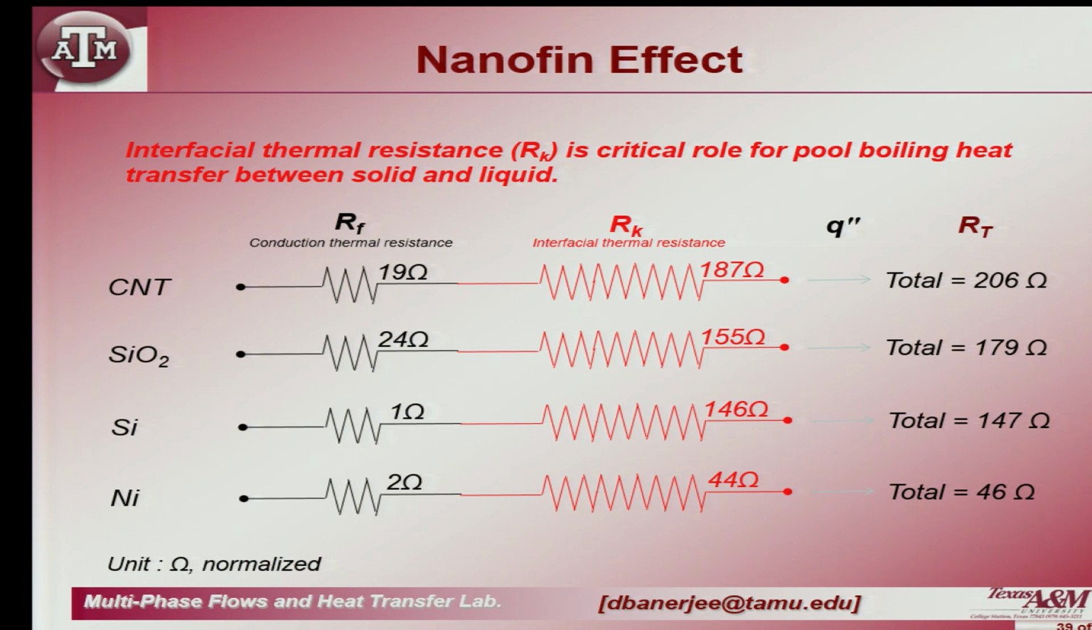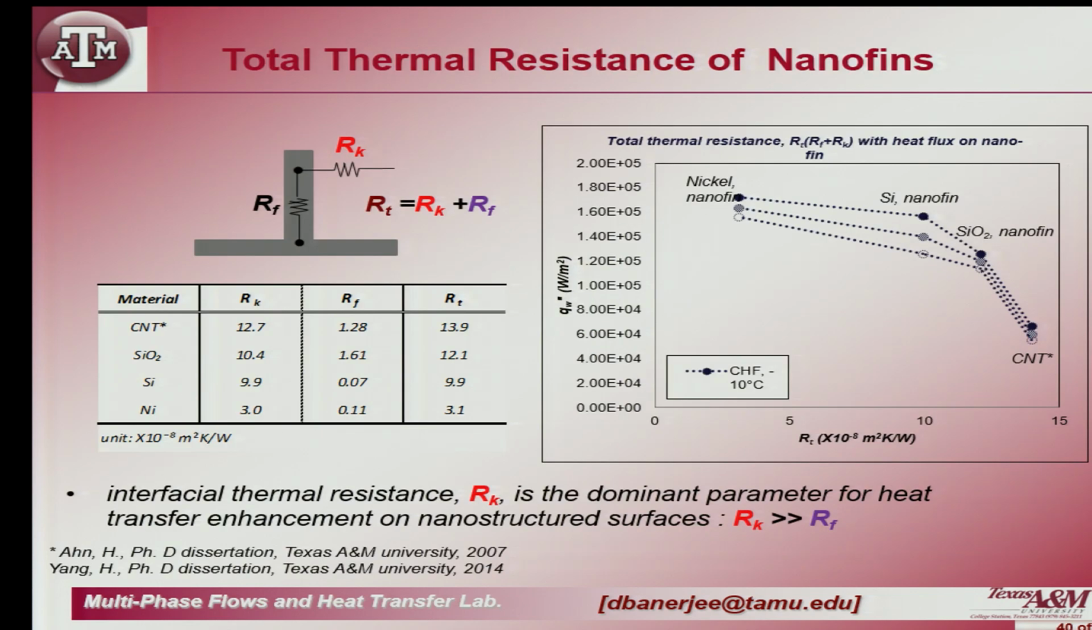So, we pitched this as a proposal to NSF, we got funding, and sure enough we did the experiments, and we are plotting the CHF as a function of this predicted total resistance. And sure enough carbon nanotube gives us the lowest CHF, next highest is silica, next highest is silicon, next highest is nickel, exactly what we predicted. So, it again proves that the interfacial resistance is what counts, that is what dominates the game.